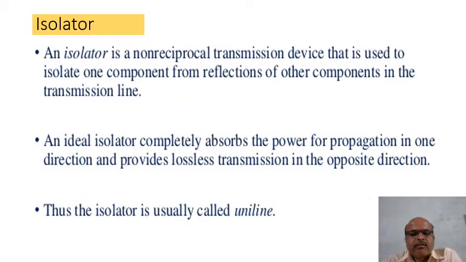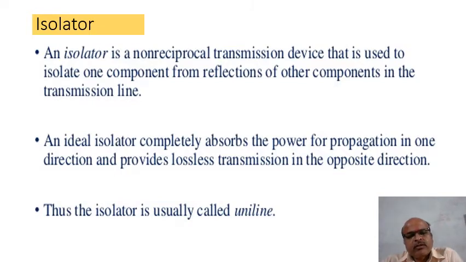The next component is the isolator. An isolator is a non-reciprocal transmission device that is used to isolate one component from reflection of other components in the transmission line. So in microwave communication, this isolator plays a very important role. An ideal isolator completely absorbs the power for propagation in one direction and provides lossless transmission in the opposite direction.